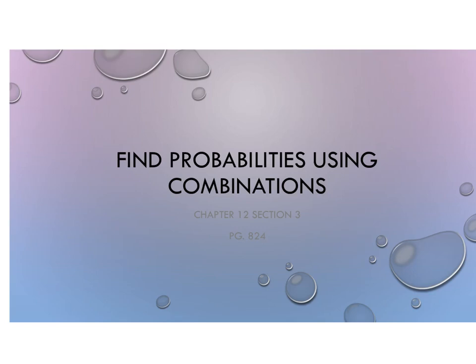This video is going to cover Chapter 12, Section 3, and we're going to be finding probabilities using combinations. So just to recap, in Lesson 12.2, we covered permutations. And a permutation is when order matters.